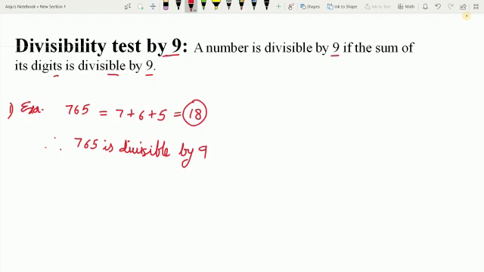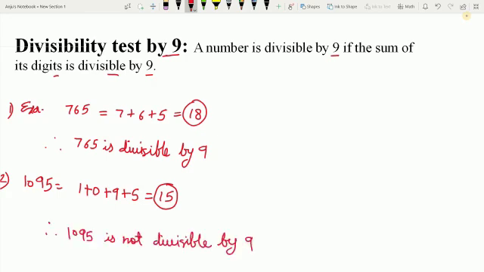Let us take one more number. Here I have taken number 1095 and the sum of the digit is 1 plus 0 plus 9 plus 5 is equal to 15. And see student, 15 is not a multiple of 9. Therefore, 1095 is not divisible by 9.